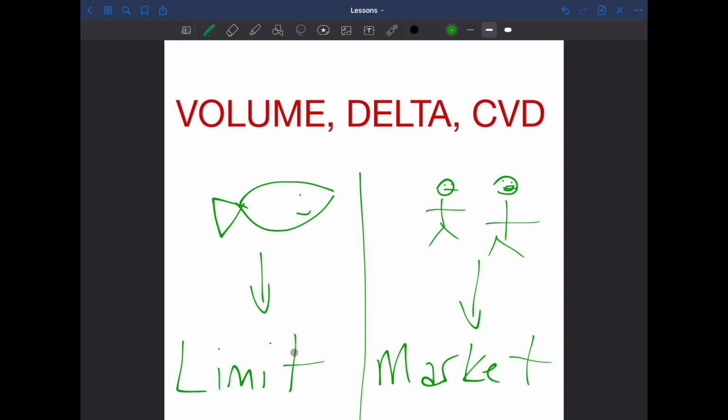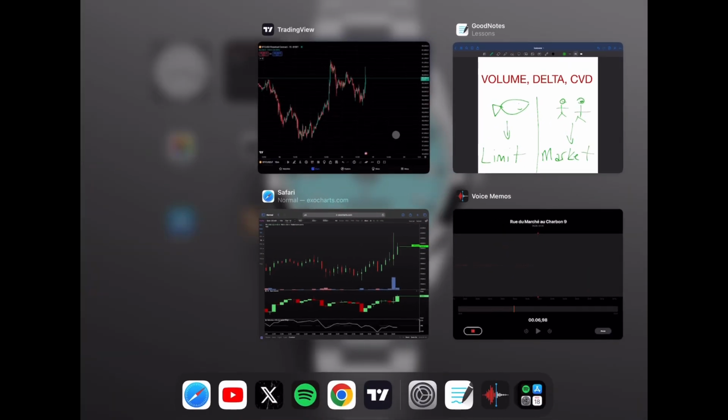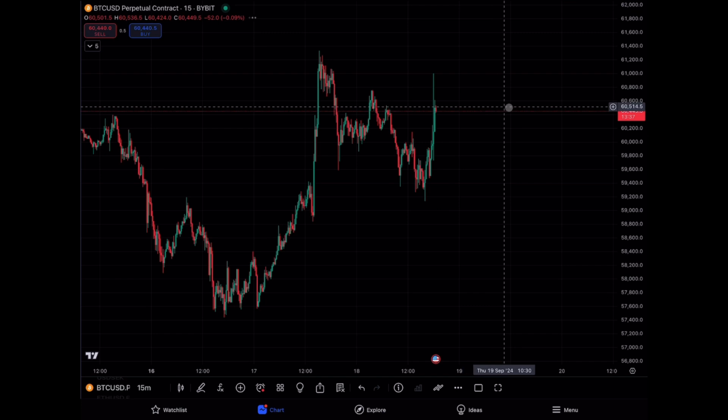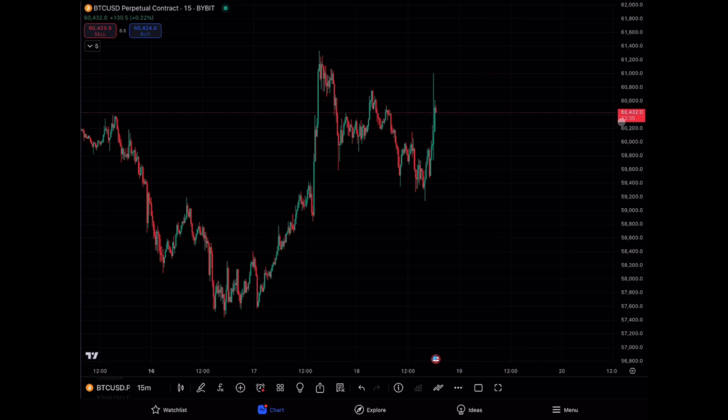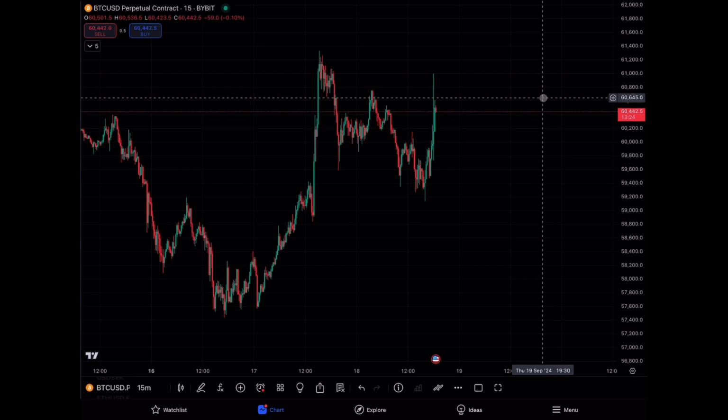Market orders means, let's say you want to trade right now, right? Currently, Bitcoin is trading around $60,450, right? If you were to go into Bybit, Binance, or whichever platform you use, and open a short or long, you are buying at the market price.